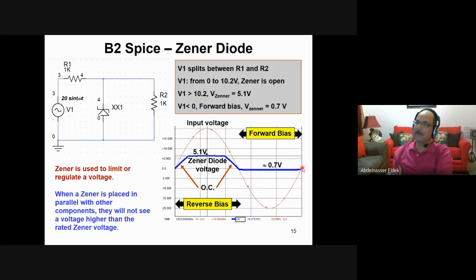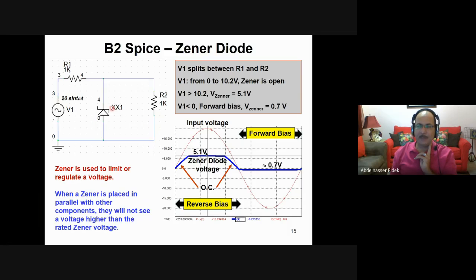Now the Zener diode will sometimes be in the reverse mode and sometimes in the forward mode. If this is positive, the positive will be connected to the negative of the diode, so this is the reverse mode. So in the first half, which is positive, the Zener diode will be in the reverse mode. The diode will be considered open circuit until the voltage reaches 5.1 volt.